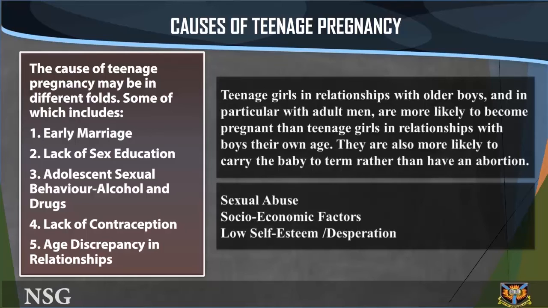According to the Family Research Council, a conservative lobbying organization, studies in the US indicate that age discrepancy between teenage girls and the men who impregnate them is an important contributing factor. Teenage girls in relationships with older boys, and in particular with adult men, are more likely to become pregnant than teenage girls in relationships with boys of their own age. They are also more likely to carry the baby to term rather than have an abortion.